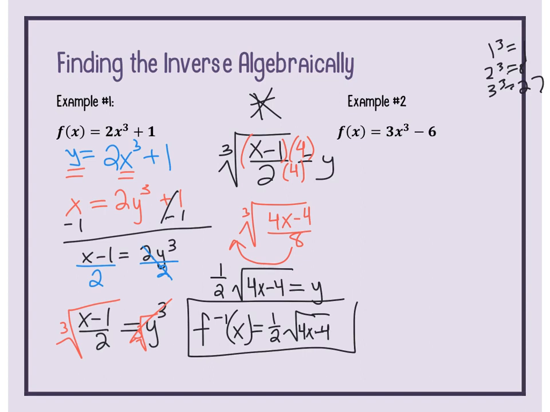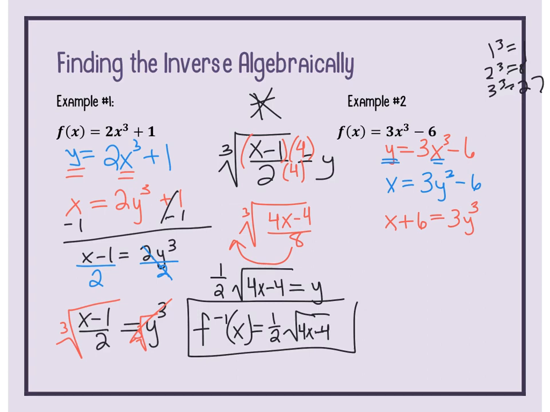So step number 1 is we're going to rewrite it by taking out the f of x and writing y. What is step 2? Step 2 is switch these two letters. So I have x equals 3y cubed minus 6. Now, what's the next step? Add 6 to both sides. So I'm not going to show it. I'm going to add 6 to this side. Okay, and I added 6 to the other side, so the 6 is gone.